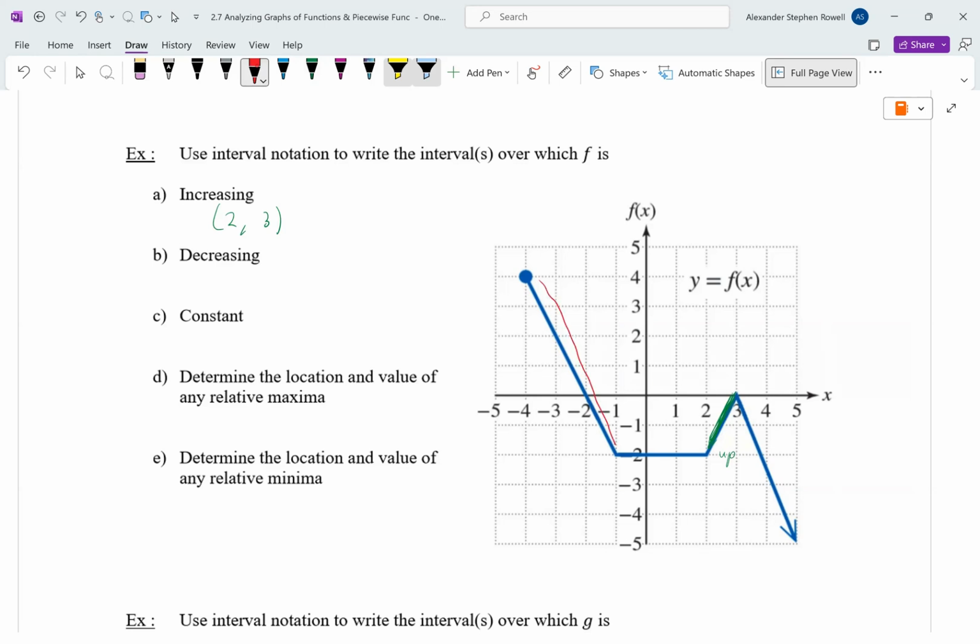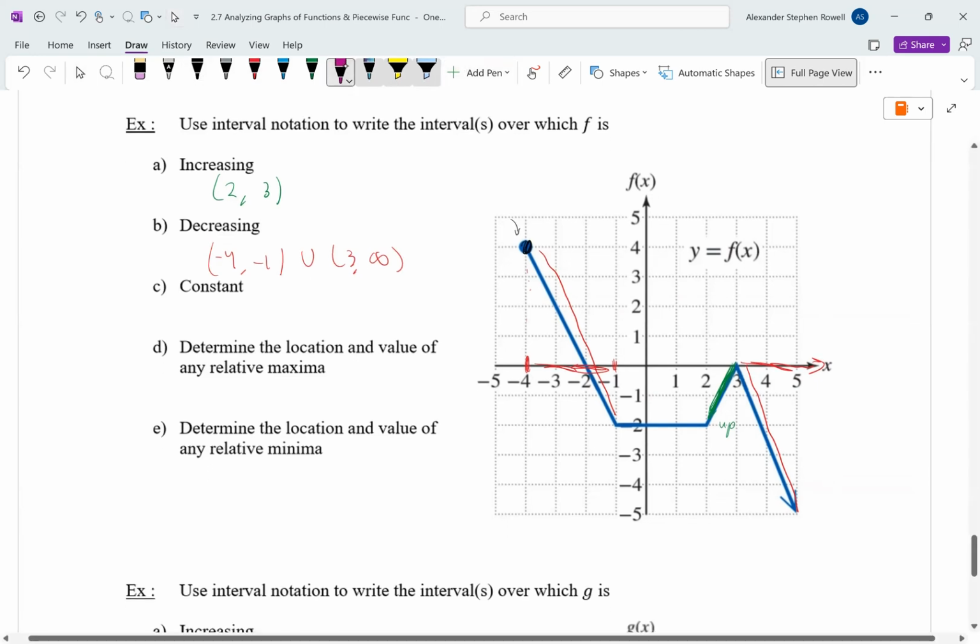Where's my function decreasing? Okay, so my starting x value is -4 all the way to -1. It's also decreasing over here, which would be what? 3, 2, yeah, and forever. Okay, so these are x values only. So I'm talking about these x values here and these x values here. We always use parentheses because at that point, we don't know. It starts to exist here, so we don't include it.